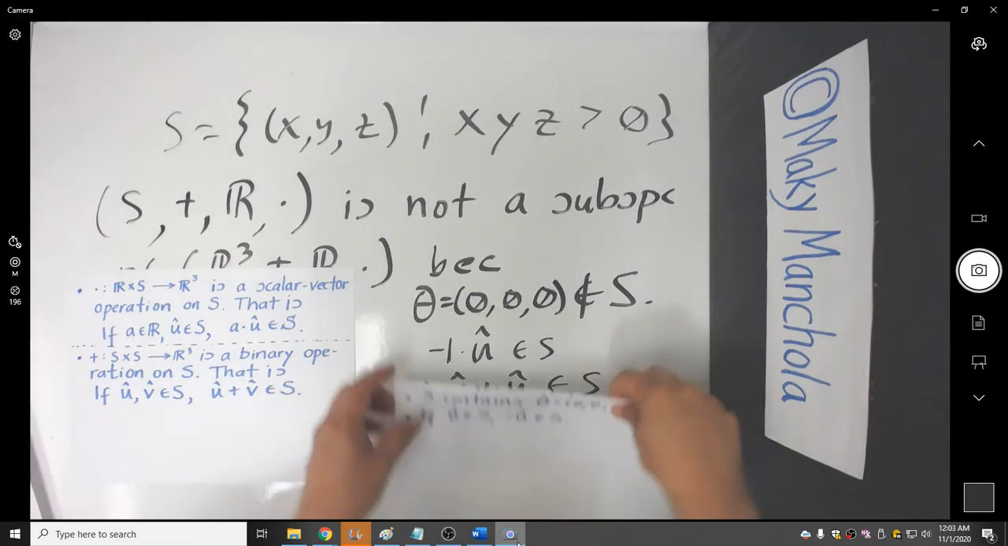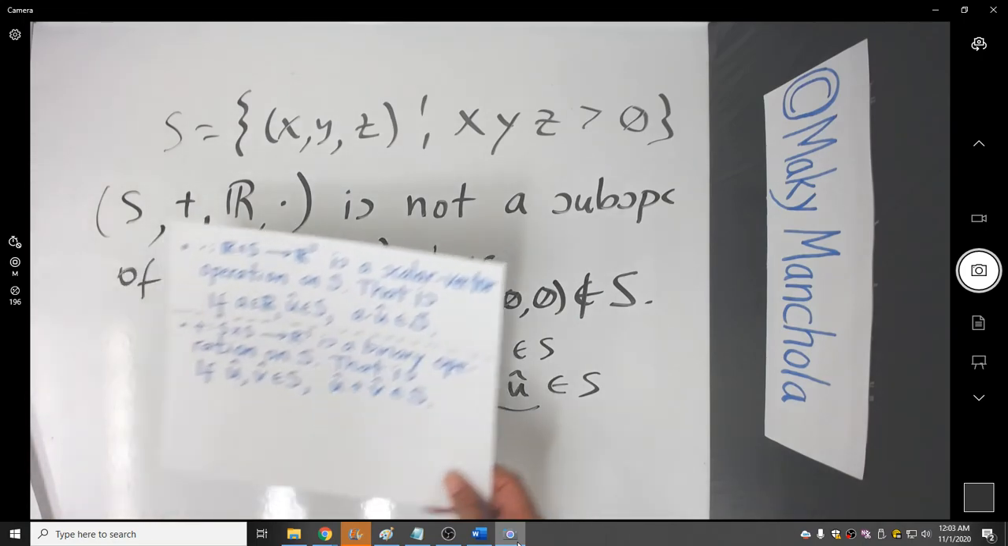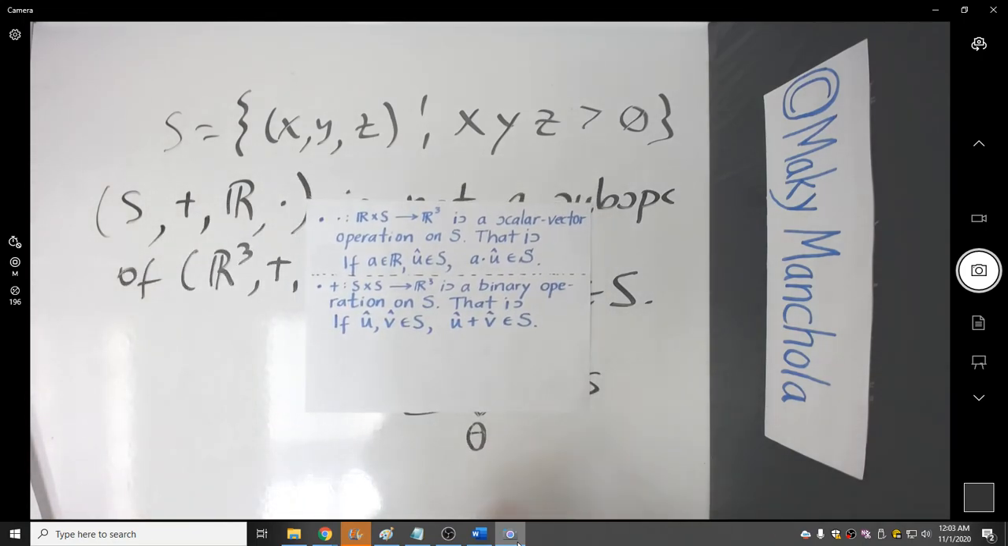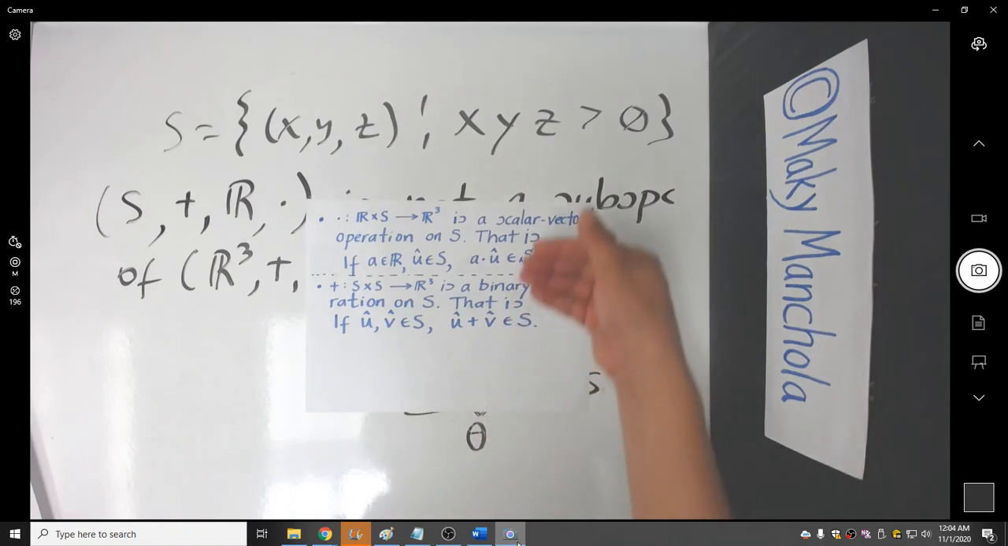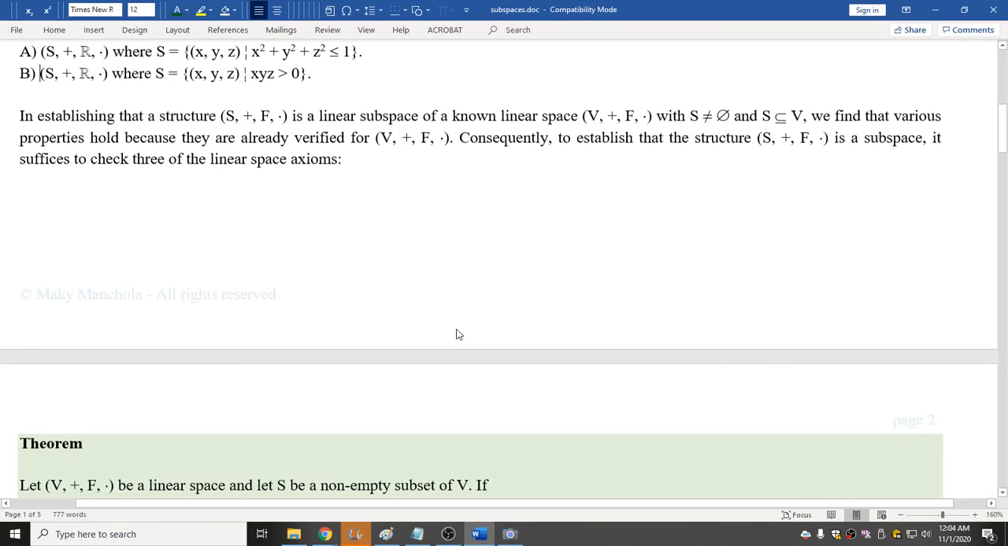So let me put this away. When you are verifying that a certain structure is a subspace of a given linear space, check 2 things. Check closure of scalar multiplication and closure under addition. Okay, so that will be our theorem for this lesson.